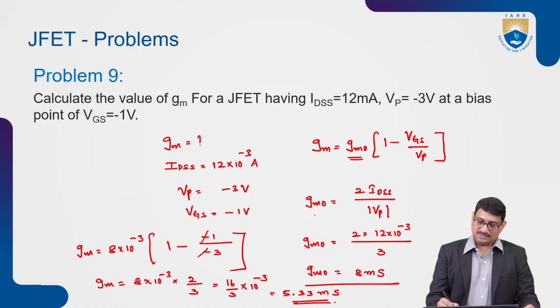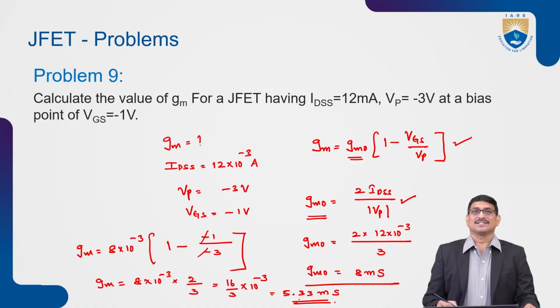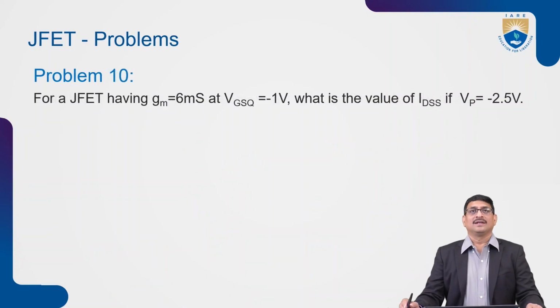This is how we can calculate gm by knowing all other parameters. Where gm naught is not given, the gm naught we can calculate by using this expression and substituting in this, and we got the gm. Let's move on to the next problem of similar kind.